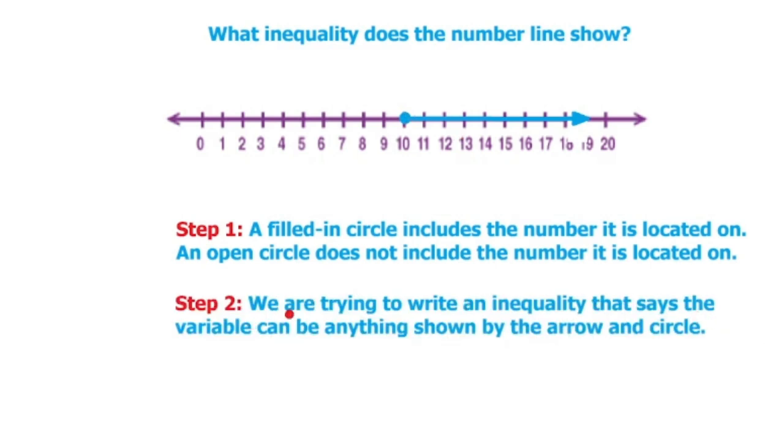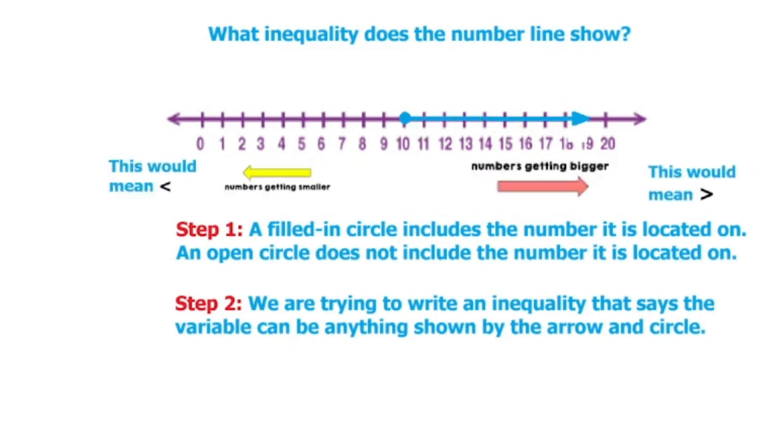Step 2. We are trying to write an inequality that says the variable can be anything shown by the arrow and circle. So the number can be anything that's included in this line and circle, right? So it's 10 and anything greater than that. The arrow keeps going forever, okay?